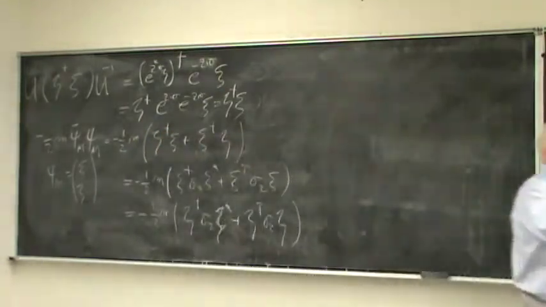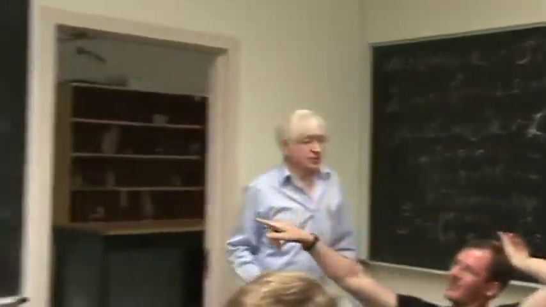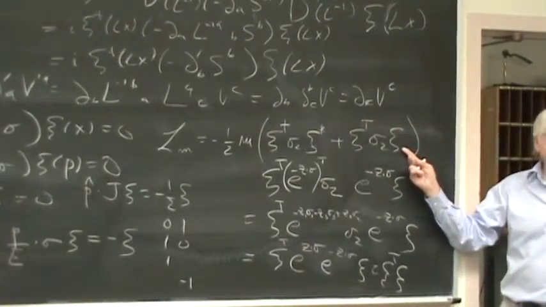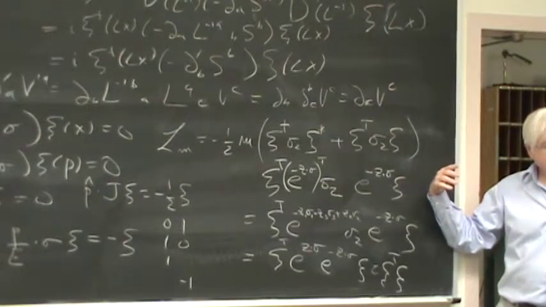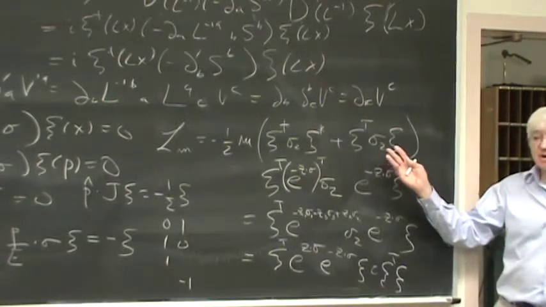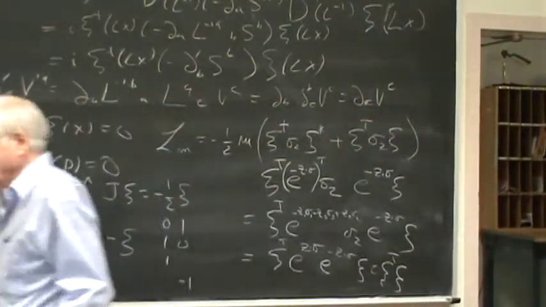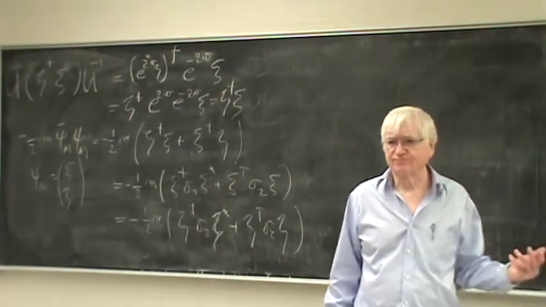And this then is the Majorana mass term. So in other words, if you take the Dirac mass term and use it for a Majorana spinor, it just gives you the Majorana mass. What does that mean? I think that means that the Majorana mass term is more fundamental.